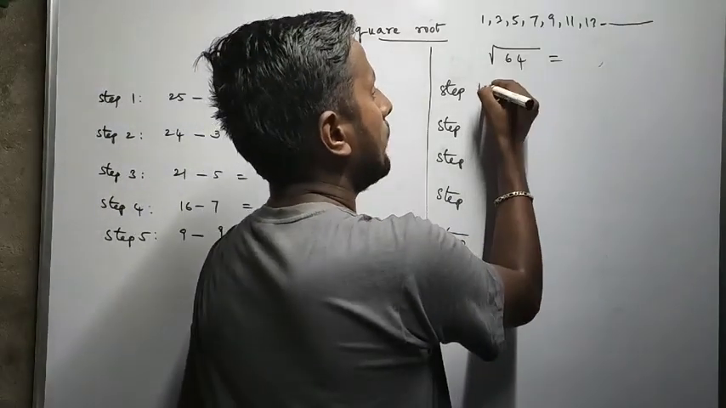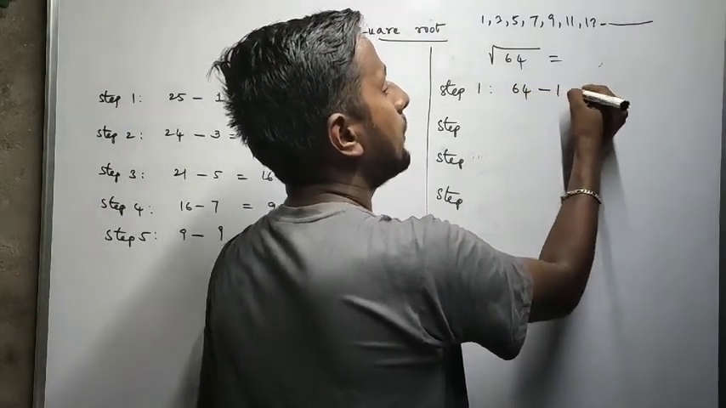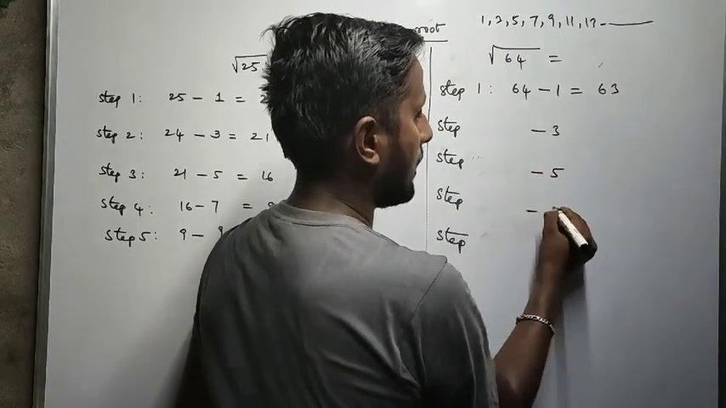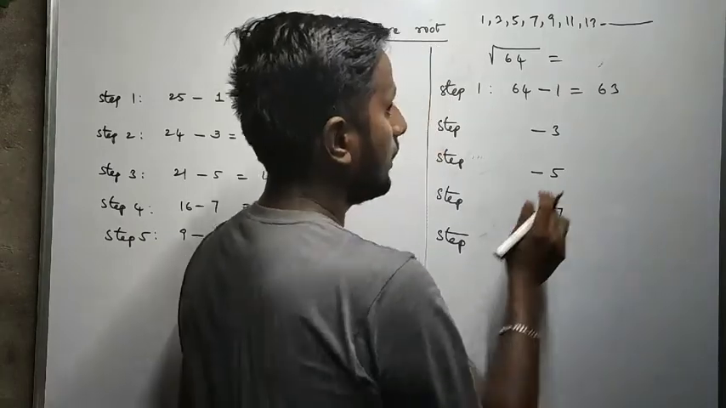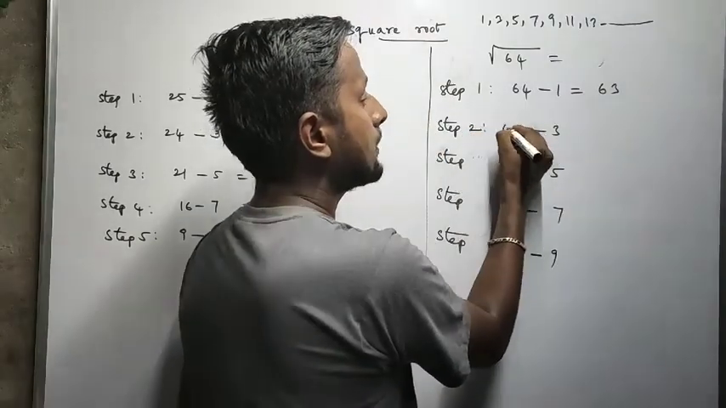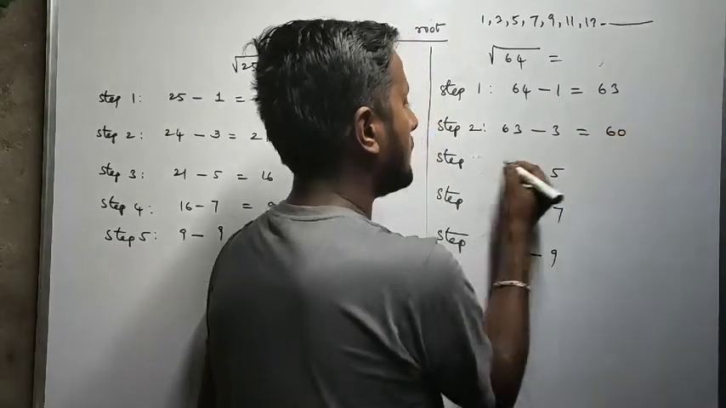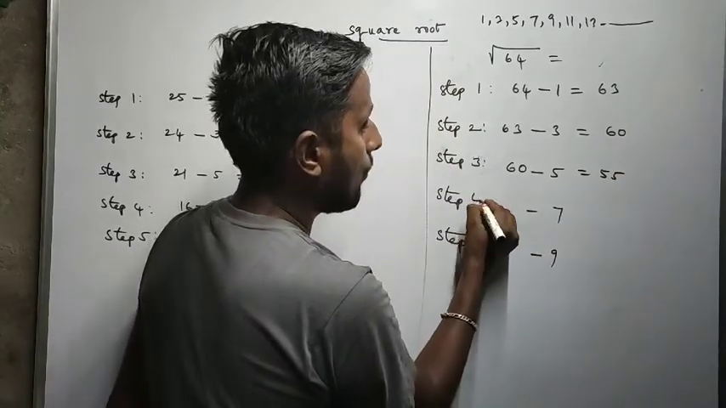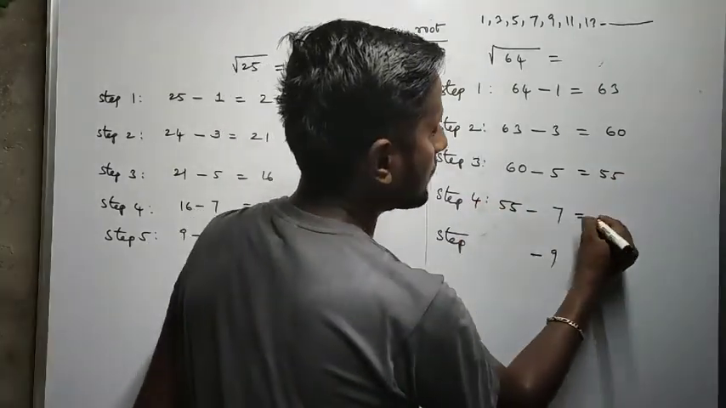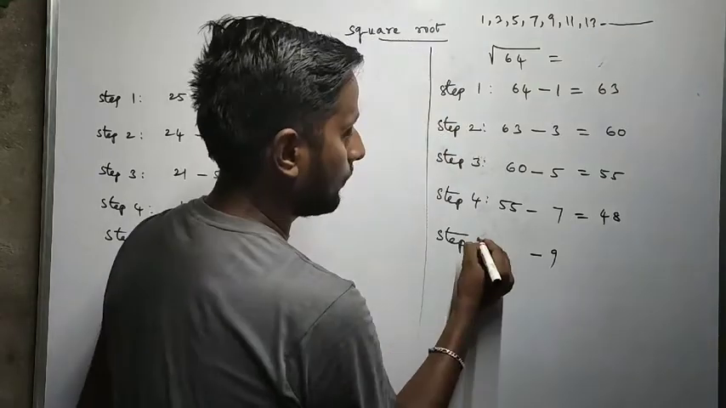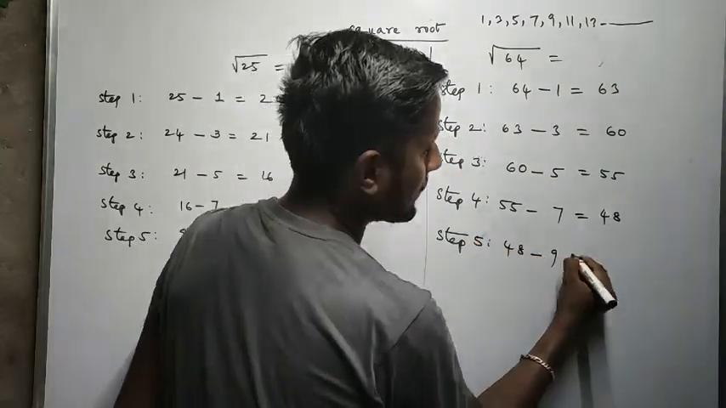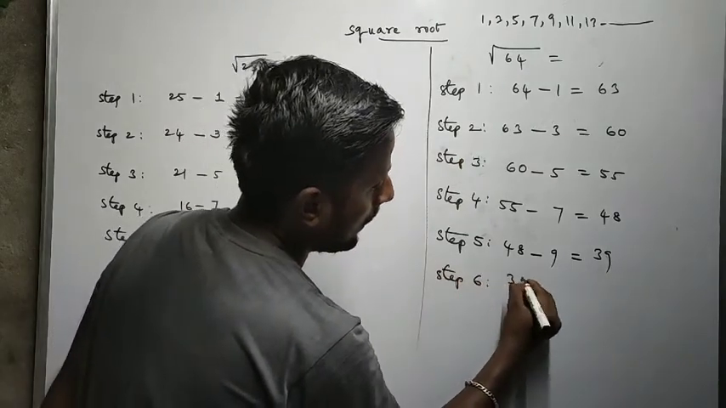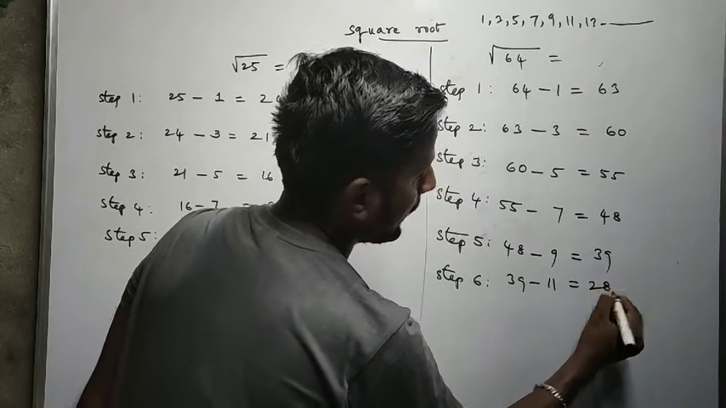Okay, for 64 we subtract 1, then 3 as the next odd number, 5, 7, 9. First step: 64 minus 1, so 63 is left. Second step: 63 minus 3, answer 60. Third step: 60 minus 5, answer 55. Fourth step: 55 minus 7, 48. Fifth step: 48 minus 9, answer 39. Step 6: 39 minus 11, answer 28.